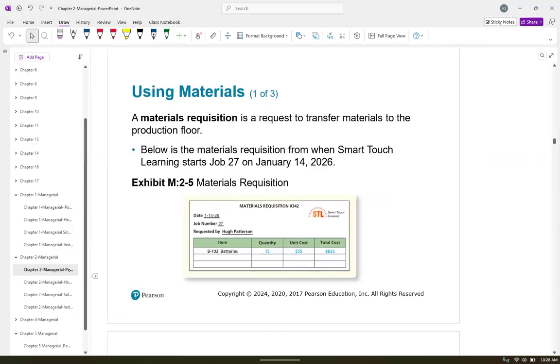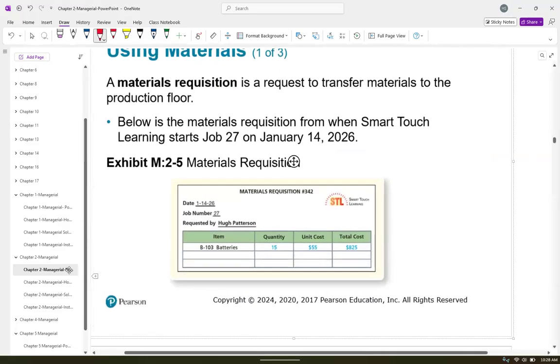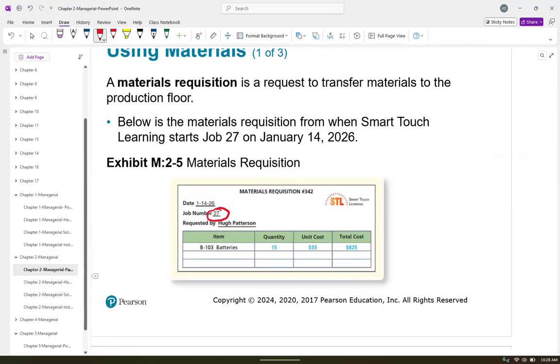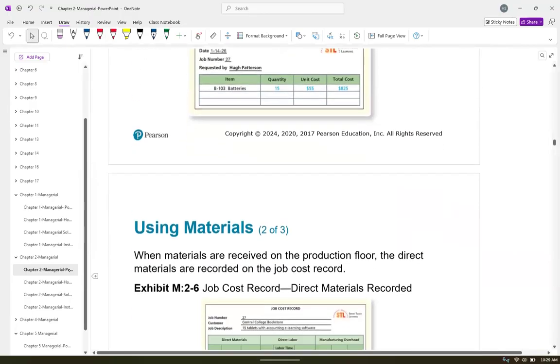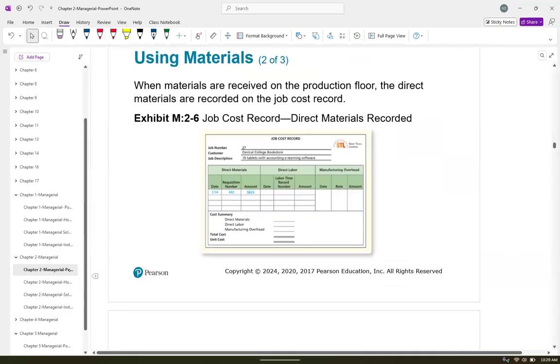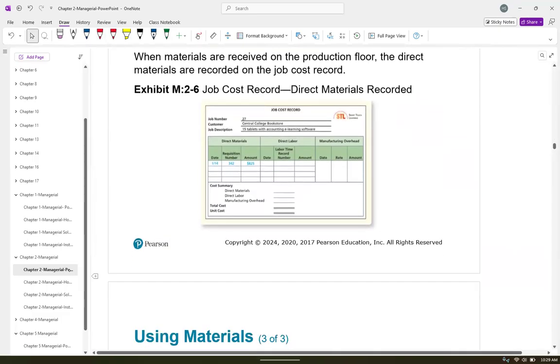Okay. I kind of mentioned a materials requisition to get materials to a certain product. Notice right here, they're telling you which job it's going to. Okay. So again, this can be in paper, but it's probably not going to be these days. It's probably going to be more electronic, but it will be assigned to that job. We know that those materials were specifically taken to work on that job.